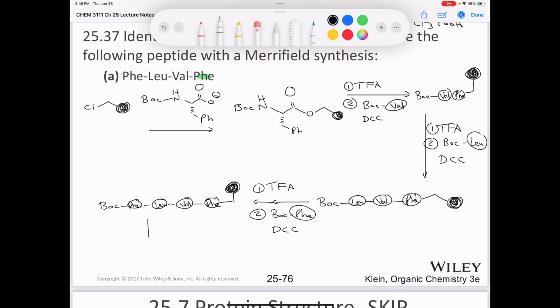Okay, and so to remove the Boc group, we're going to use TFA. And then to rip the whole thing off of the polymer, we're going to use HF. And so that it's going to give us our tetrapeptide. I'm going to try to be as neat as I can here for the final answer. And so we're going to have our phenylalanine, our leucine, our valine, and our phenylalanine.